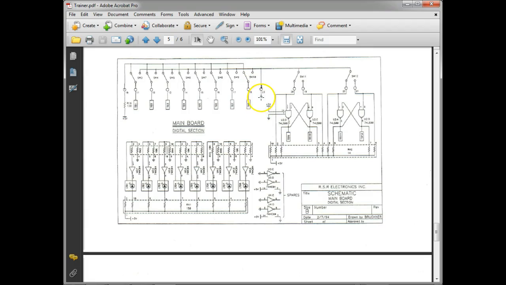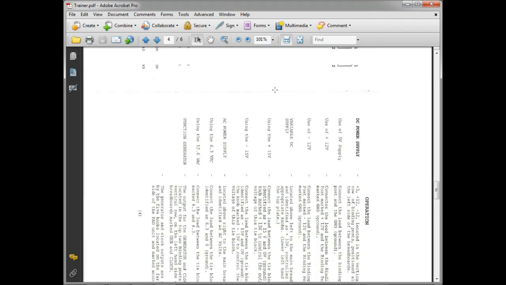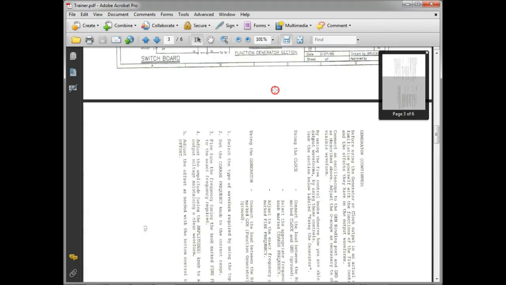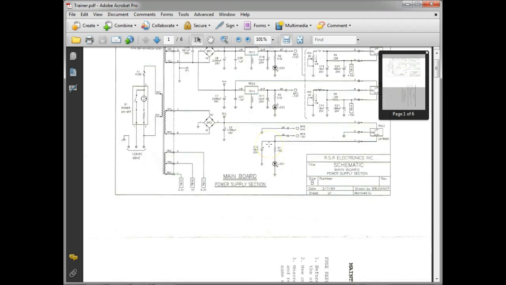Yeah, ground. You can't see the ground symbol. These are the little circuits that are running the LEDs for us. And you'll be able to read this before the end of the term. This right here is the function generator. This is what's generating these clocks that will be used during the term.